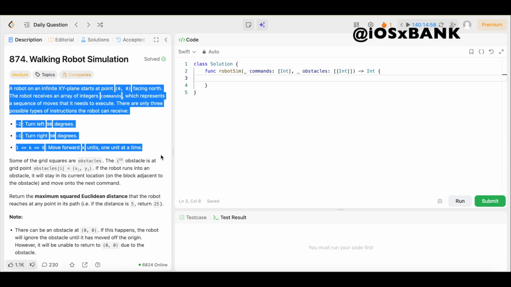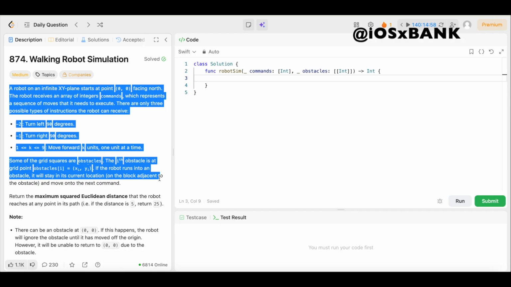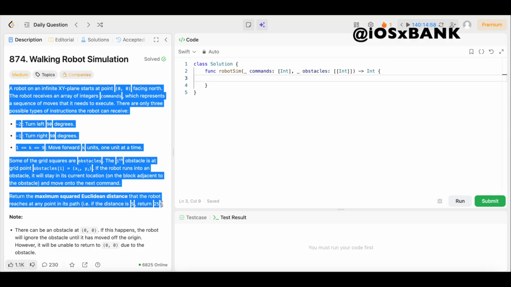Some of the grid squares are obstacles. The ith obstacle is at the grid point obstacles[i], which is point (xi, yi). If the robot runs into an obstacle, it will stay in its current location on the block adjacent to the obstacle and move onto the next command. Return the maximum squared Euclidean distance that the robot reaches at any point in its path. If the distance is 5, return 25.